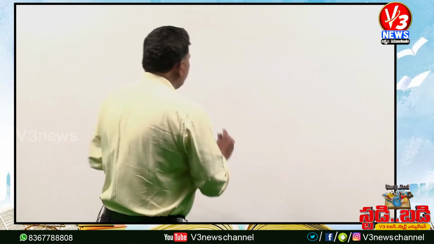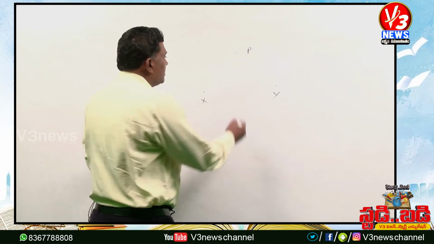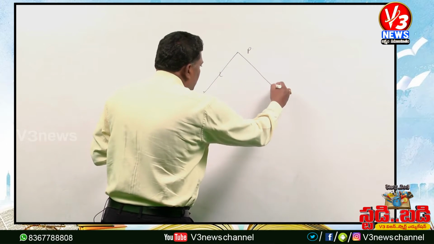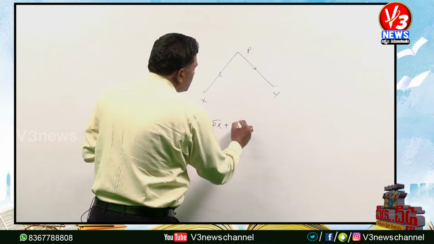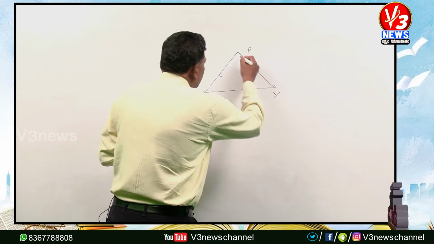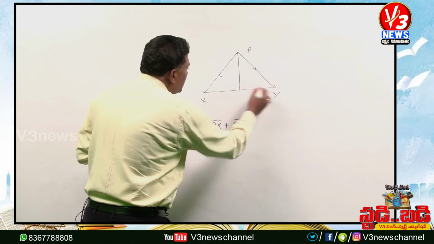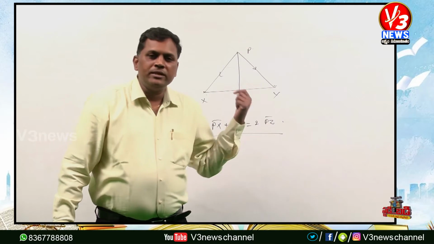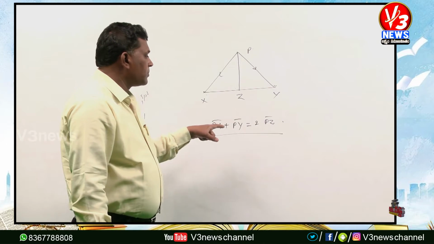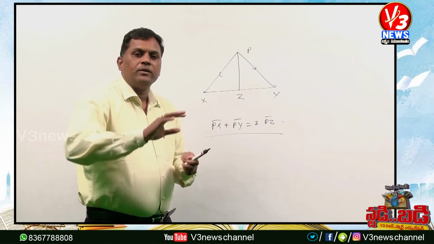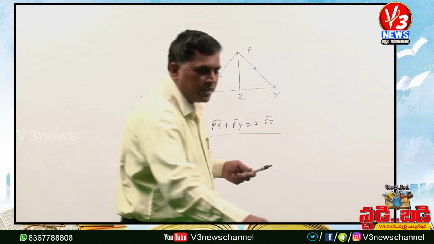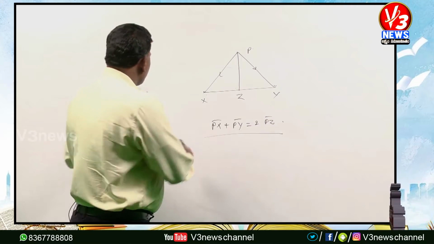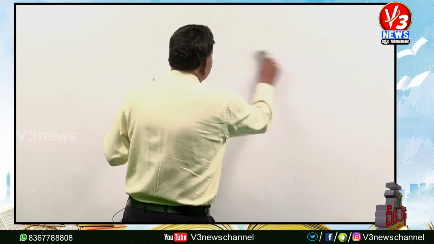Just anywhere, if you take 2 points X and Y, and somewhere we have a point P which is not collinear with these 2 points, then PX bar plus PY bar is nothing but twice the vector joining P and the midpoint of these two. This is what we call the median property. By using this median property, we can do many problems very comfortably. As I told you, let us check 2-3 problems based on this.